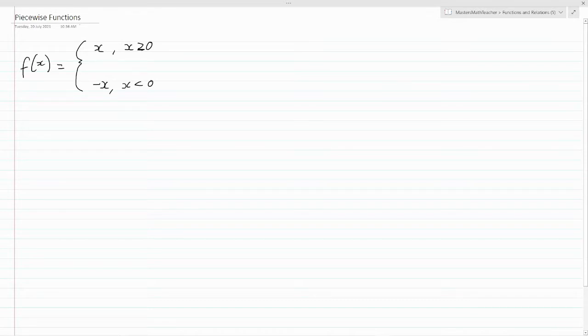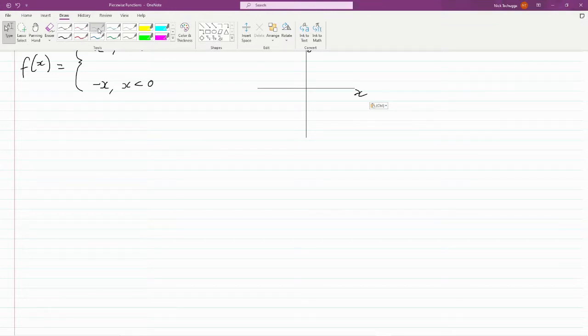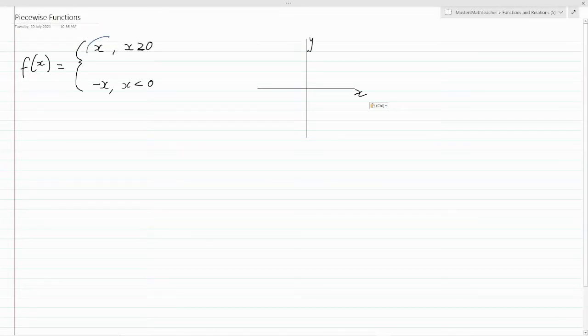So what this is saying is the function of x equals x when x is greater than 0, and it equals negative x when x is less than 0. So let's graph these. I'm going to pull up a graph, and we're going to do them in different colors. So for blue, we're going to look at the graph y equals x.